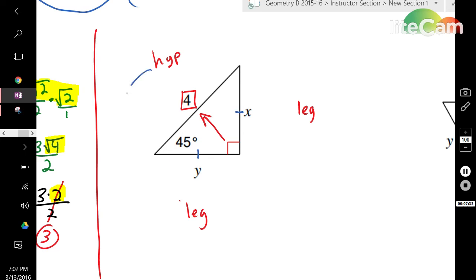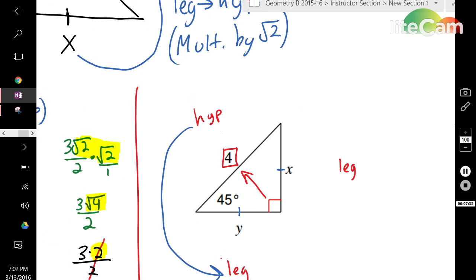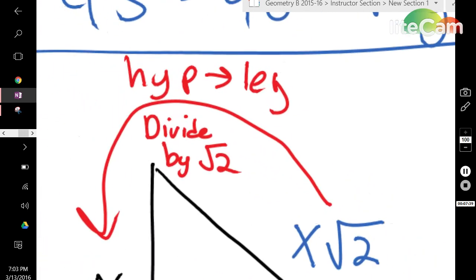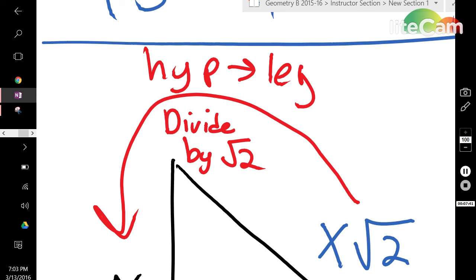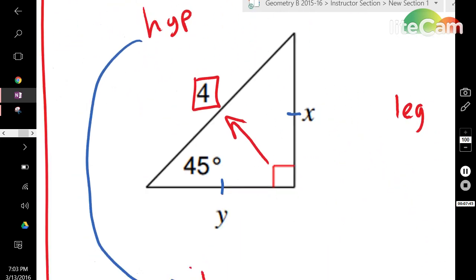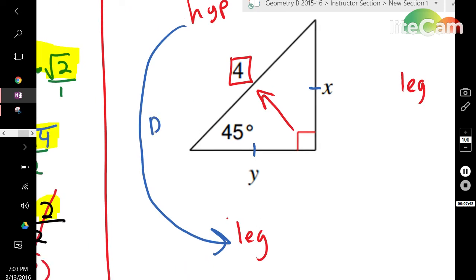If I'm going from hypotenuse to leg, let's go back up to our diagram here. Hypotenuse to leg. We'll zoom in on that. It says I'm going to divide by square root 2. And that's exactly what I'm going to do here in this example. And I'm going to write it out to remind myself that I am doing it. Divide by square root 2.